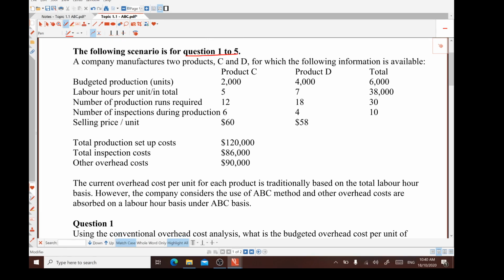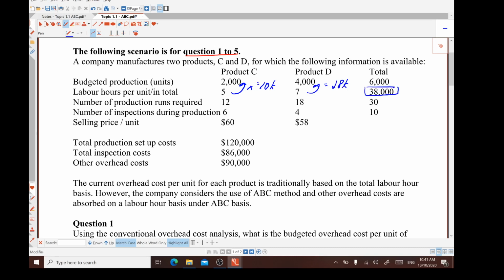A company manufactures 2 different products, C and D, for which the following information is available. Let's see. Now we have the budgeted production, 2,000 and 4,000. All right, so the total is given. The labor hour per unit and in total. If you multiply, that is like 10,000 here, and we believe this is 28. So in total, that's how we get 38,000.